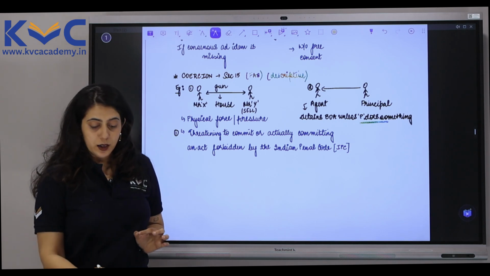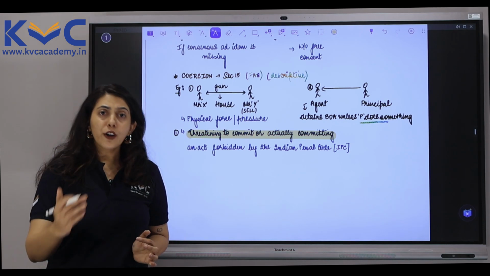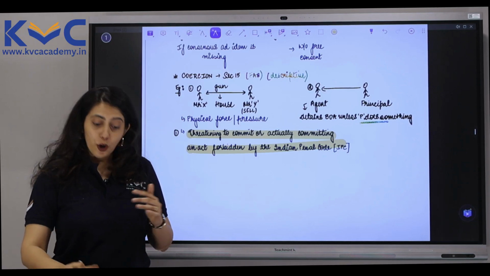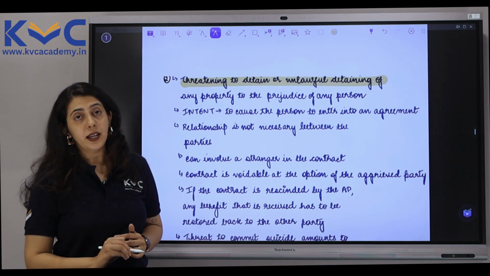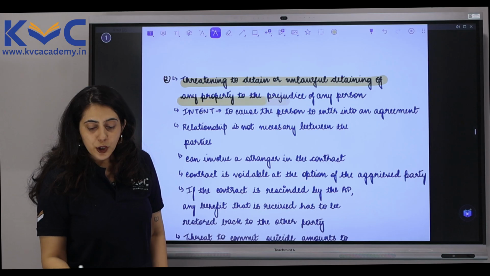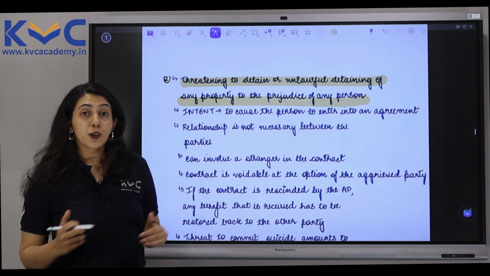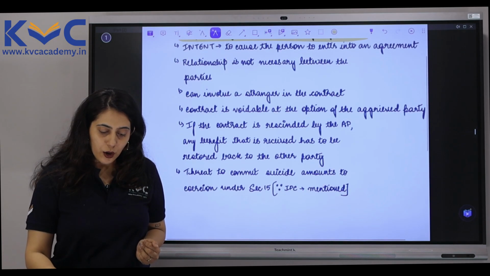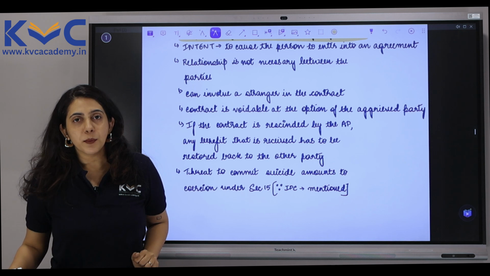The first part, coercion is where you are threatening to commit or actually committing an act which is forbidden by the Indian Penal Code, or there's another case which amounts to coercion, threatening to detain or unlawful detaining of any property to the prejudice of another person. So once you write the meaning of coercion, you have to give the effects of coercion. What are the effects of coercion? A contract which is entered into using coercion is obviously voidable.